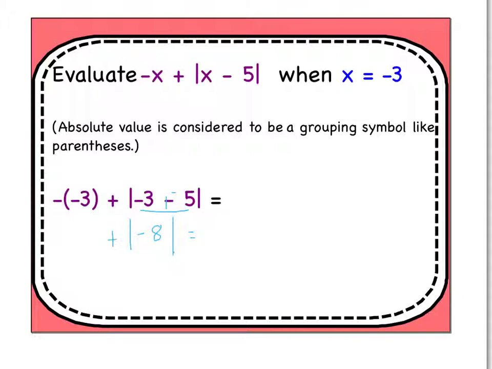And I'm going to copy down the rest. Opposite of negative 3. So these, a negative and a negative, make positive. So we have 3 plus the absolute value of negative 8, which is 8. So we get 11 for our final answer.